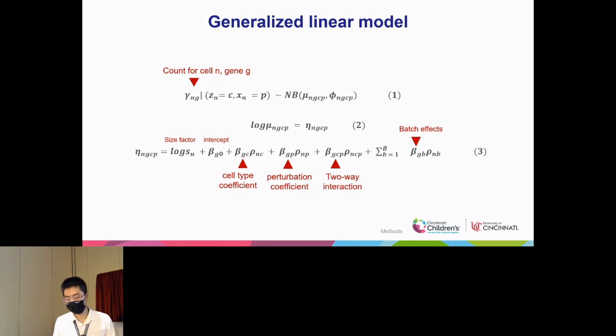So basically, we want to use beta GP to measure the common perturbation coefficient, which is shared between different cell types in response to a specific perturbation. And beta GCP is more cell type dependent. That's to say, different cell types may respond differently to the same perturbation condition. And this is the general model for measuring the perturbation effect.